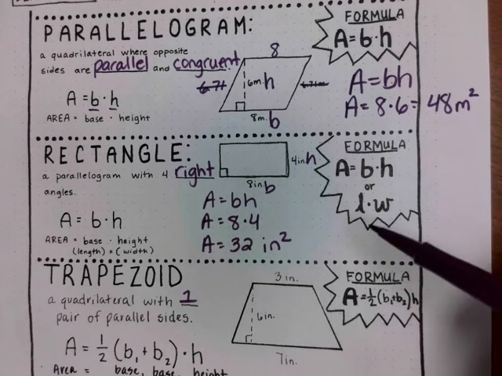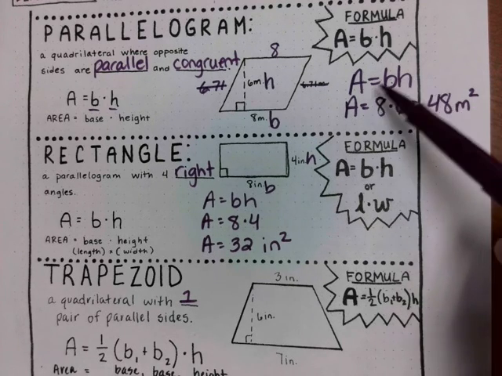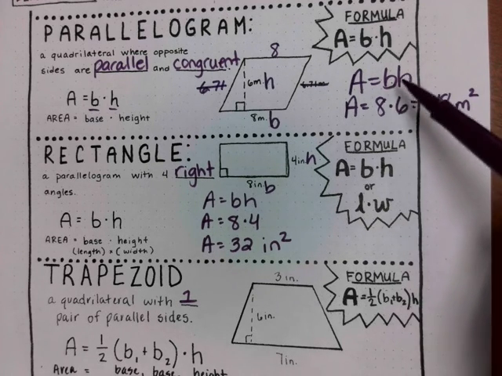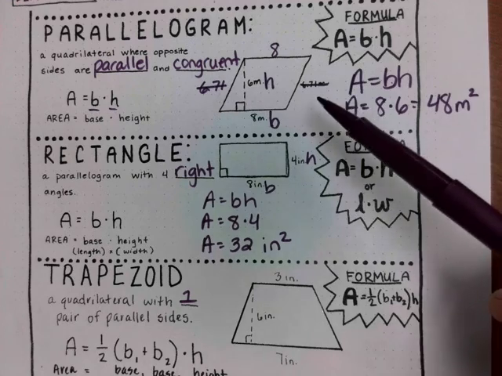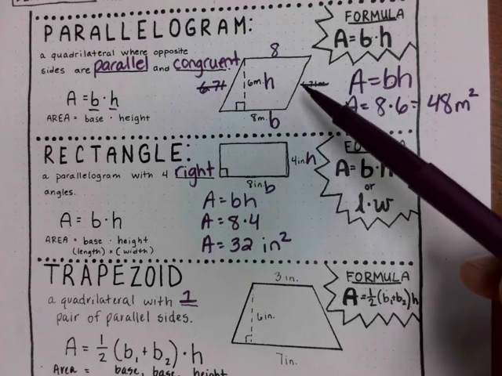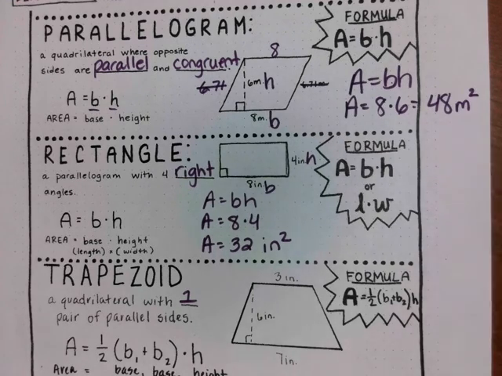So rectangle and parallelogram, very simple. Base times height. That's it. Remember, when you see that on a formula chart, when they touch, it does mean multiply. So base times height. Just identify the base and the height and multiply them together. Remember to never use a slanted side. Never ever use a slanted side.